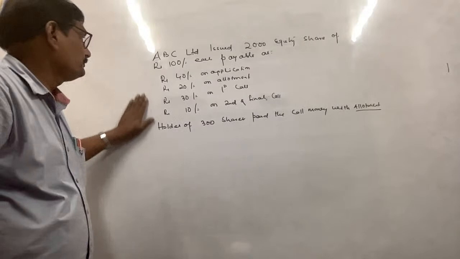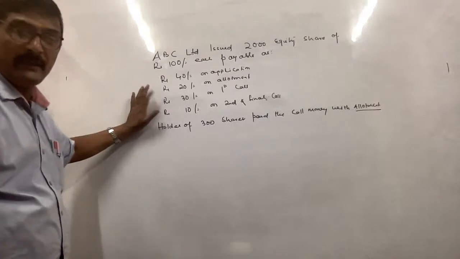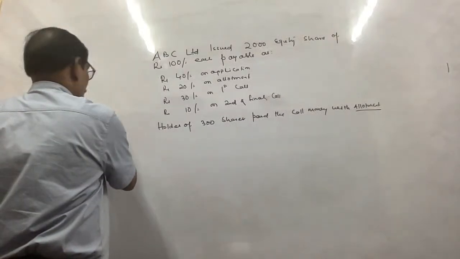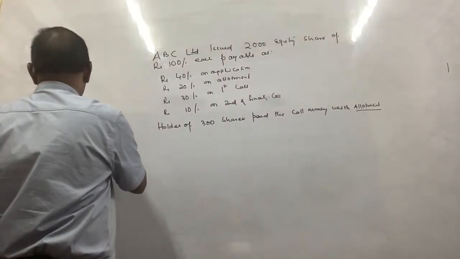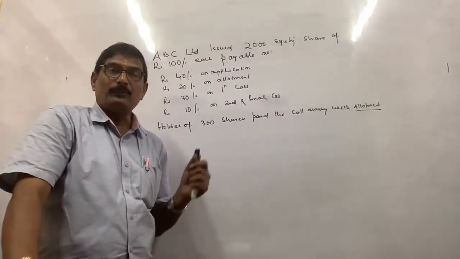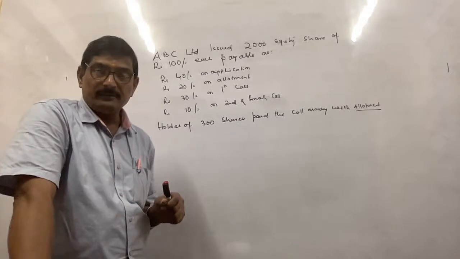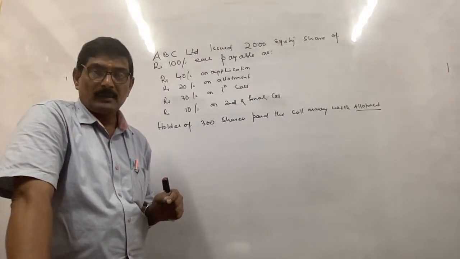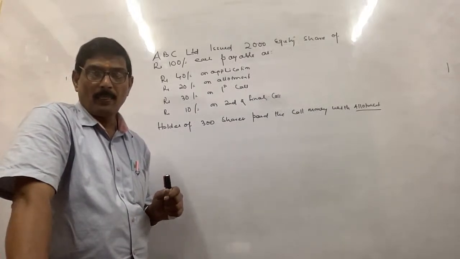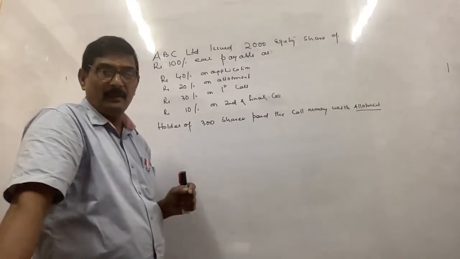Note down the questions. 40 rupees on application, 20 on allotment, 30 on first call, and 10 on second and final call. Right? Then for share allotment due, share allotment account debited, 2000 into 20, to share capital.